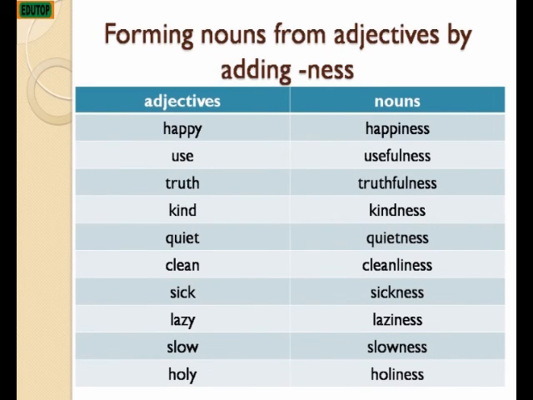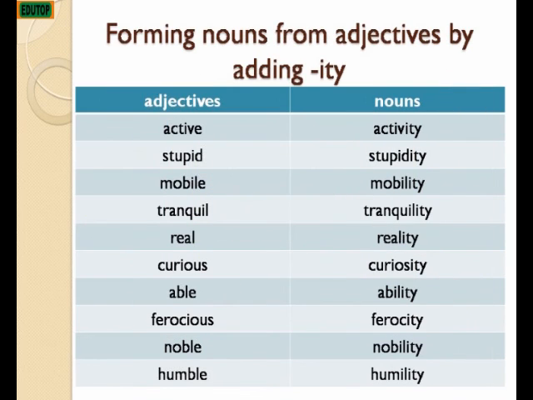Let's see how we can form nouns from adjectives by adding ness. Examples: happy, happiness; use, usefulness; truth, truthfulness; kind, kindness; quiet, quietness; clean, cleanliness; sick, sickness; lazy, laziness; slow, slowliness; holy, holiness. How nouns can be formed from adjectives by adding ity.